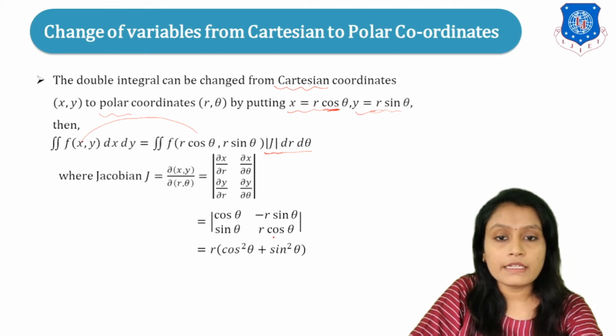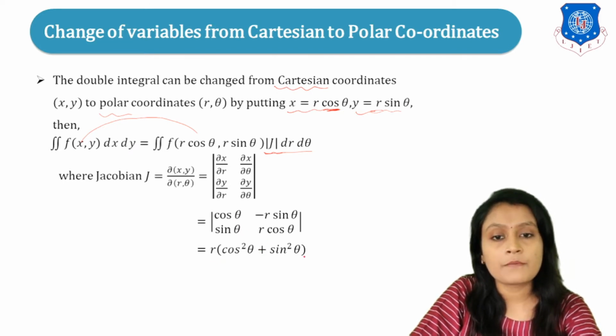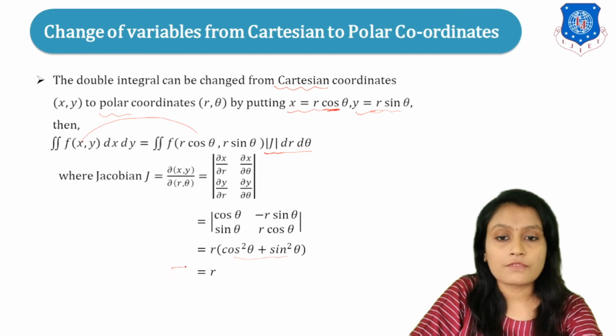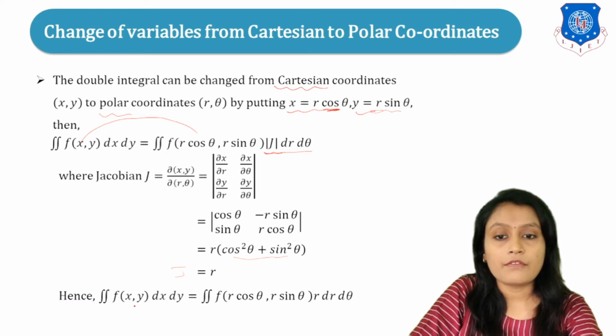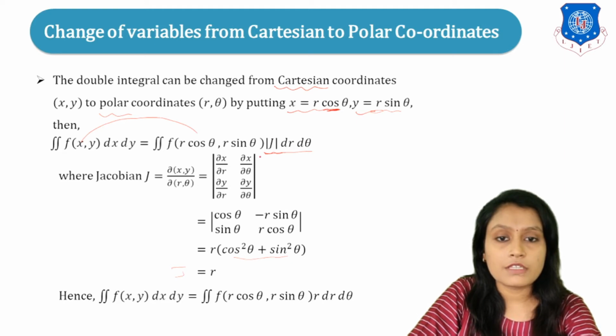Take r common. From here you will get cos square theta plus sin square theta, and we know cos square theta plus sin square theta equals 1. So the answer of this Jacobian is r. So the double integration f of x, y dx dy equals double integration f of r cos theta, r sin theta, r dr d theta. In place of the Jacobian we write r.